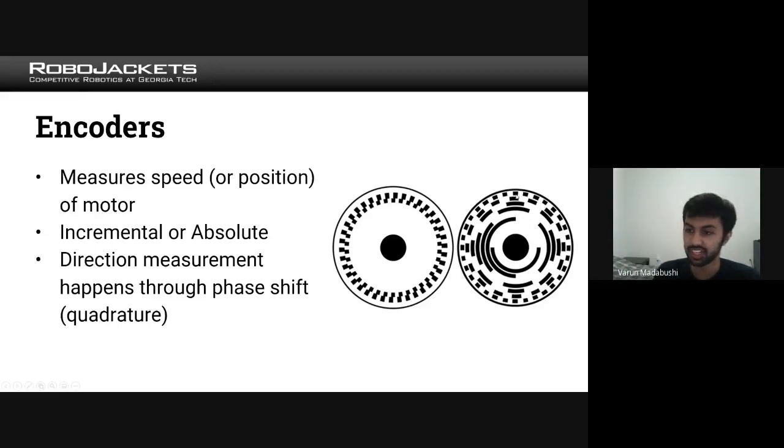Here, an absolute encoder has a different code for every angle that the disk can be at, whereas an incremental encoder just generates a pulse after you've rotated a certain amount. You can also see that the outer ring and the inner ring are offset slightly. You can measure that through a phase shift in order to determine whether the wheel is moving forward or backwards.